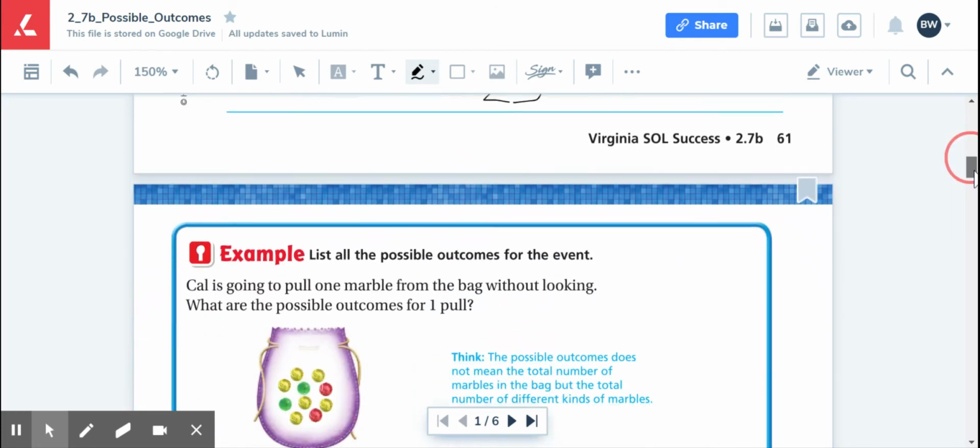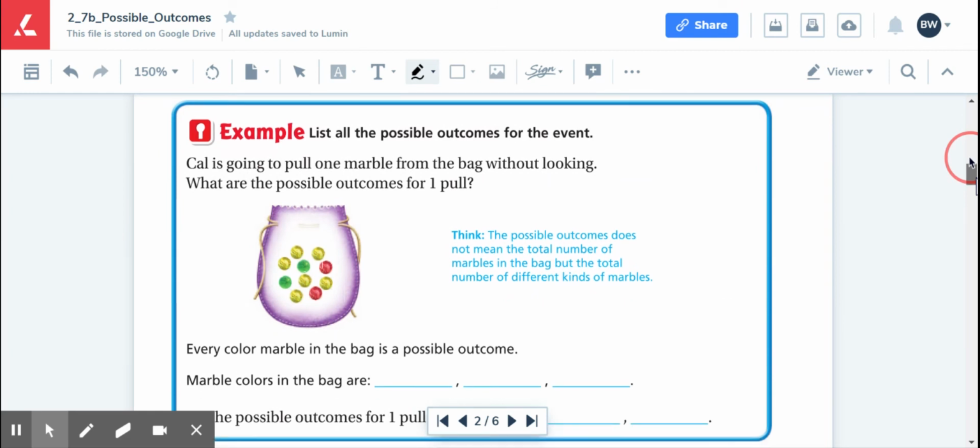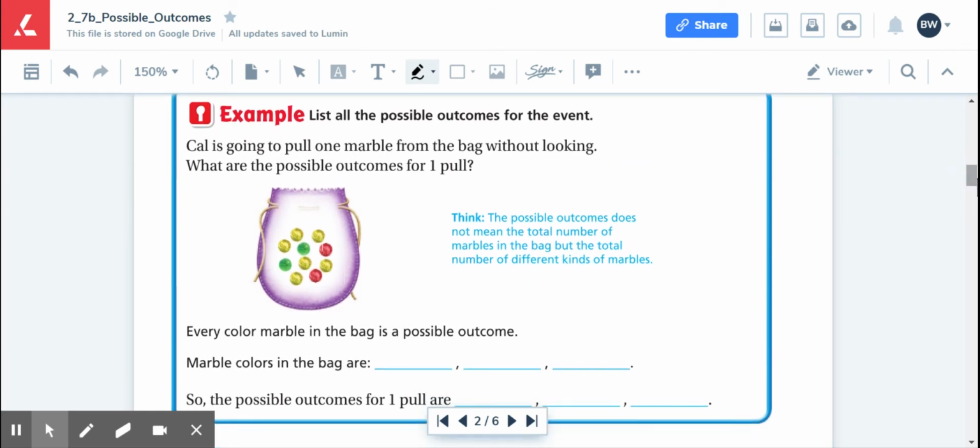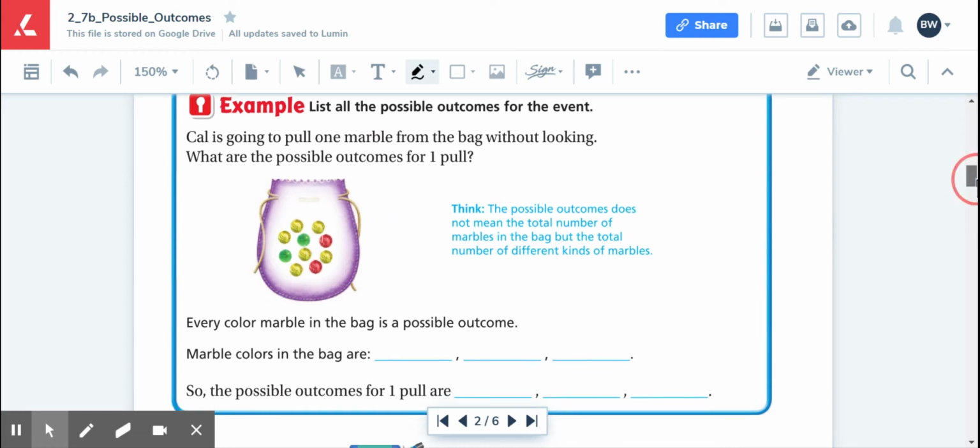Scrolling down, we have an example with some marbles. So it says list all the possible outcomes for the event. Cal is going to pull one marble from the bag without looking. What are the possible outcomes for one pull? So it says here, think, the possible outcomes does not mean the total number of marbles in the bag, but the total number of different kinds of marble. So every color marble in the bag is actually a possible outcome.